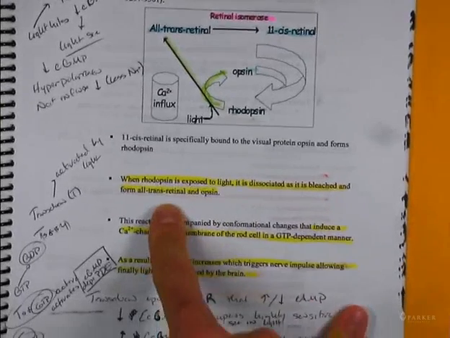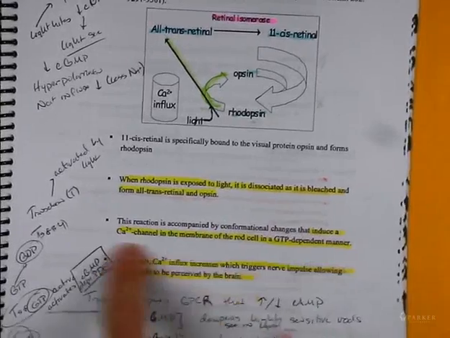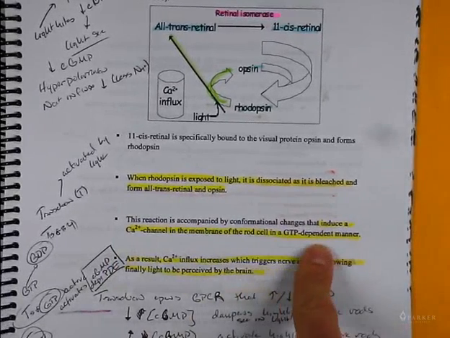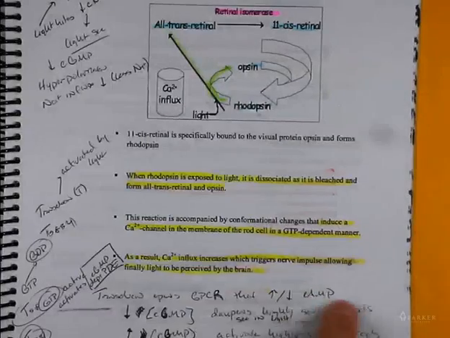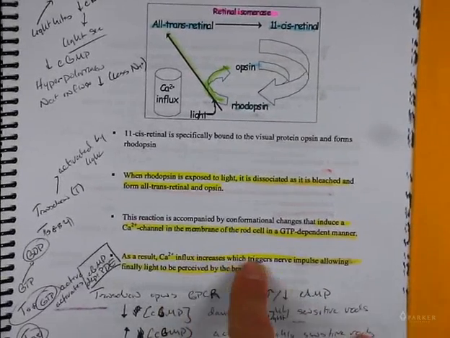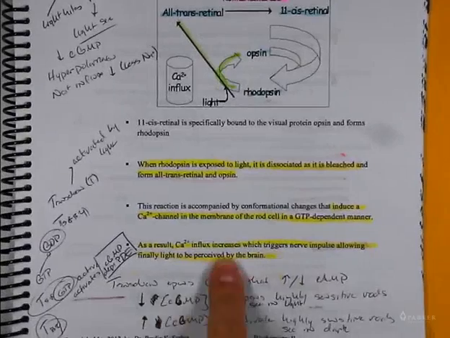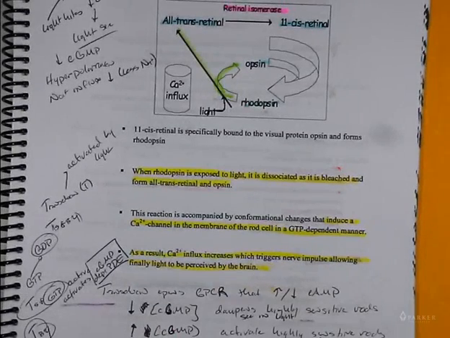When rhodopsin is exposed to light, it's dissociated and bleached and forms all-trans retinal and opsin. This acts on a calcium channel in the membrane of the rod cell in a GTP-dependent manner. That's what the calcium influx comes from. The calcium influx triggers a nerve impulse, allowing light to be perceived by the brain. The cell depolarizes. I think those are not action potentials, but they get summated. So the cell depolarizes a little, sends a stimulus to the brain, and you get the perceiving of light.